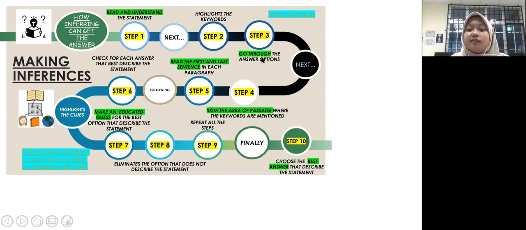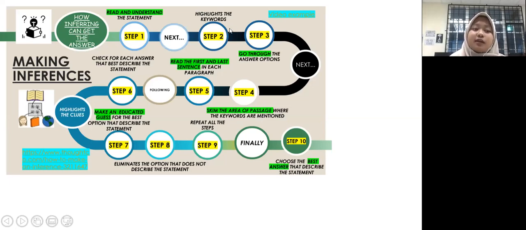And step 3 is to go through the answer options. After you highlight the keywords, you go through the answer options to get to know what the statement is talking about, and to make a guess what to answer. Next is to skim the area of the passage where the keywords are mentioned.